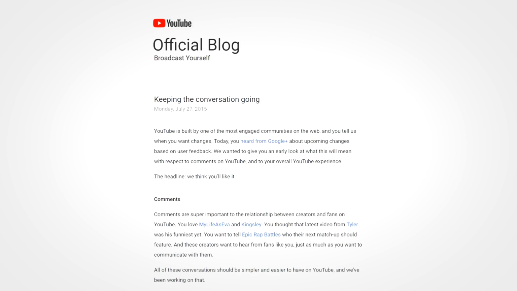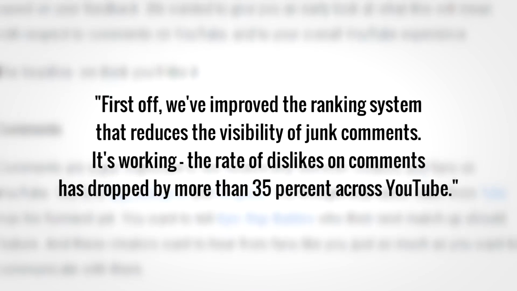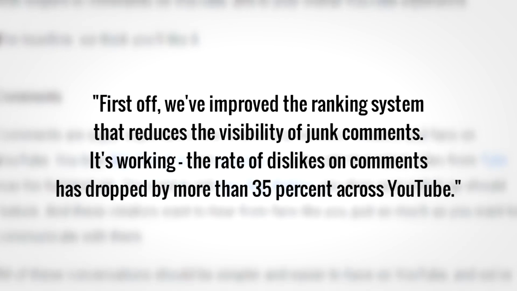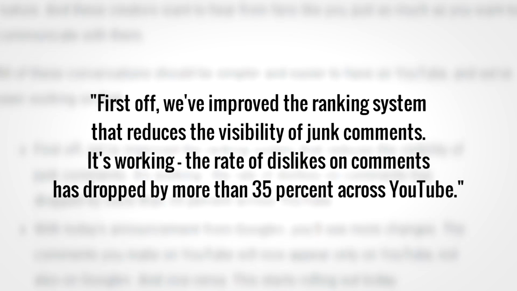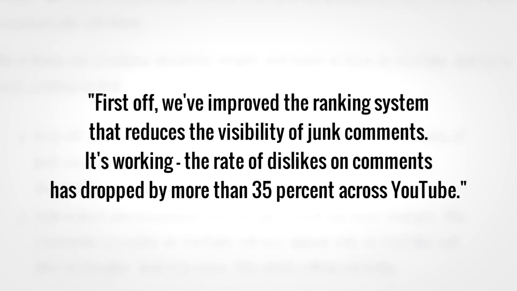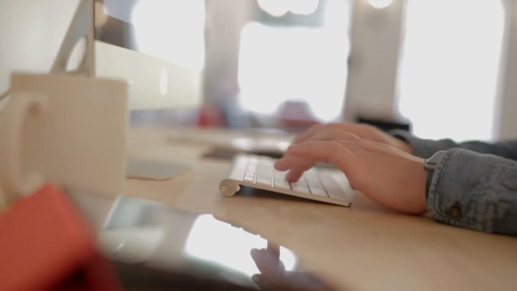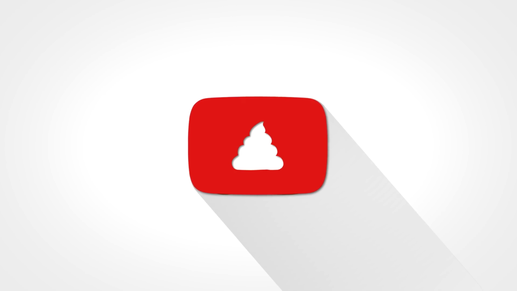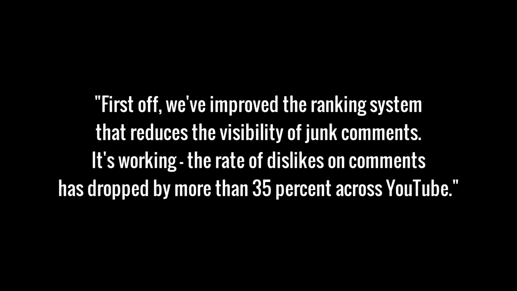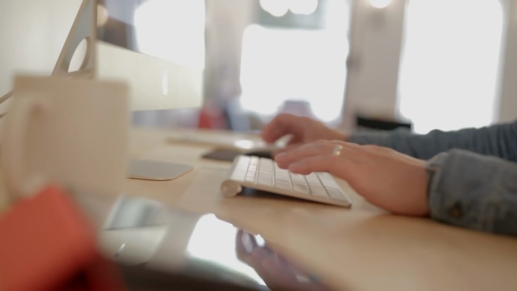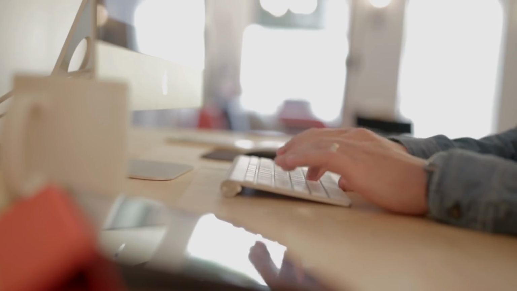In the official blog post of July 27th, 2015, YouTube reported the following. "We've improved the ranking system that reduces the visibility of junk comments. It's working. The rate of dislikes on comments has dropped by more than 35% across YouTube." Now, as absurd as it might seem to credit the drop in comment dislikes to their own spam filtering system, while not considering the possibility that people are disliking less because they just feel it's pointless, this statement does answer the previous question. If they know how much the rate of comment dislikes has gone down, then they're obviously counting.